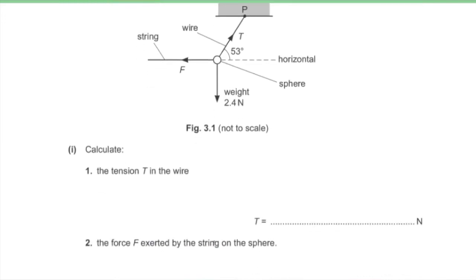So the sphere is currently at rest, it is at equilibrium. This means that all upward forces acting on the sphere are equal to all the downward forces acting on the same sphere. So the upward force acting on this sphere is only the vertical component of tension T, which is equal to T sine 53, and the downward force acting on the sphere is weight, which means that the weight is equal to the vertical component of tension T, and that's how you get T equals 3 newtons.